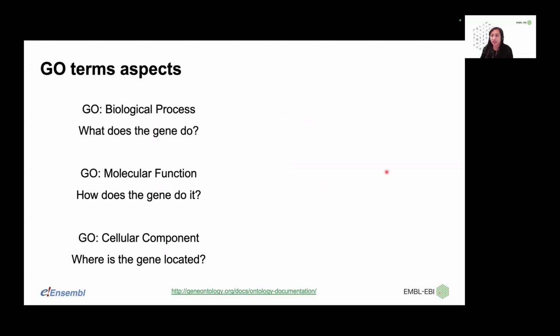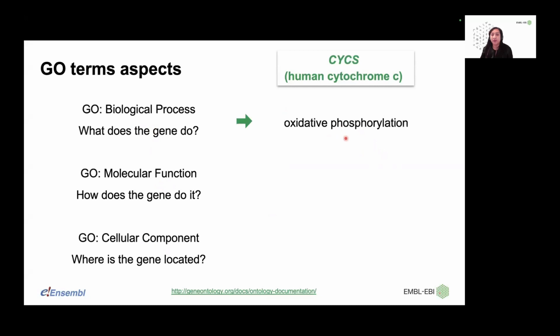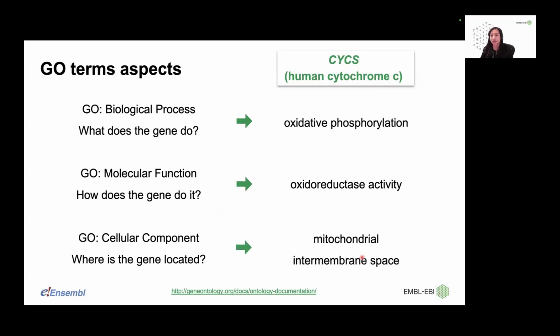So if we take human cytochrome C as an example, the biological process is oxidative phosphorylation. So what does it do? How does it do it? It does it by oxidoreductase activity. And where is it located? It's located in the mitochondrial intermembrane space. So whenever we have this information available, we give it to you in Ensembl.